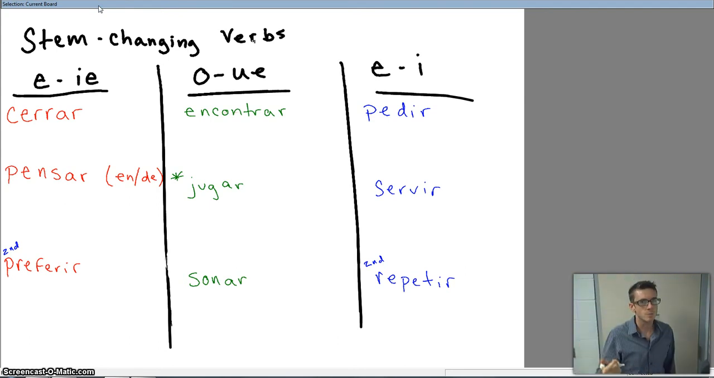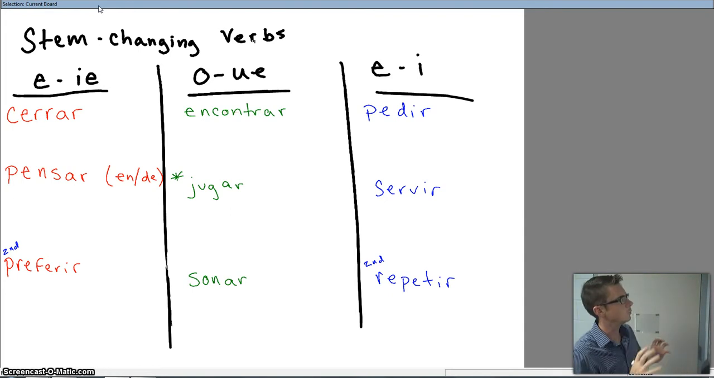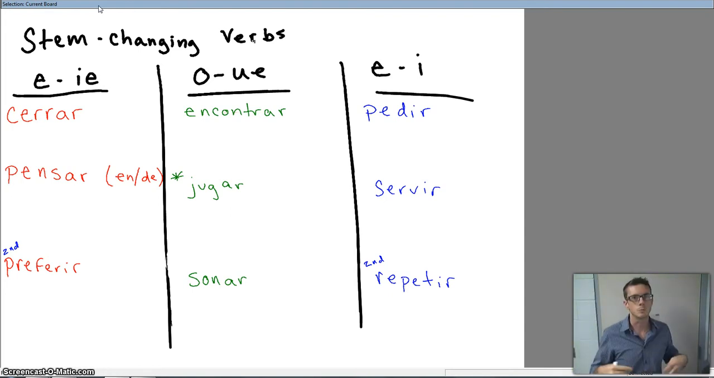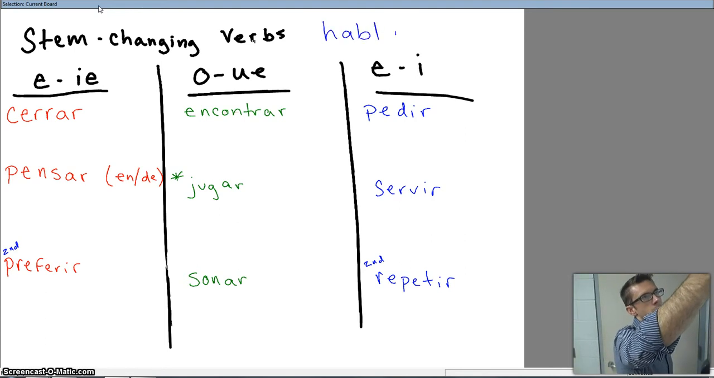It is one more thing to remember, but it's not a difficult thing to remember if you can group your verbs correctly. And it's going to take some effort on your part in remembering the groups in which these verbs belong. So stem changing verbs is something that we have to learn because it changes the way our verbs are spelled and written.